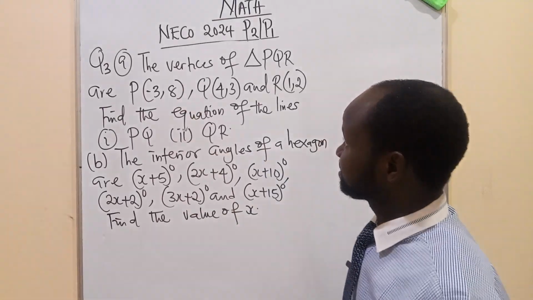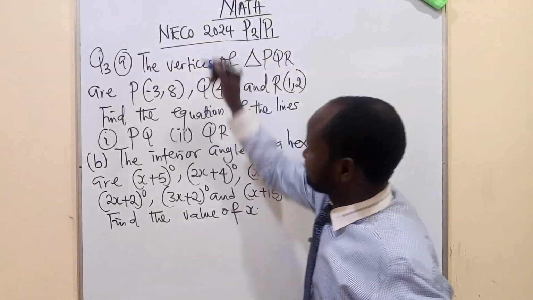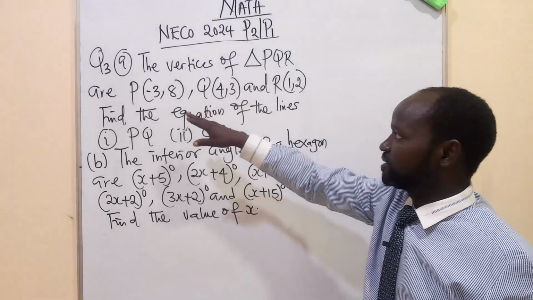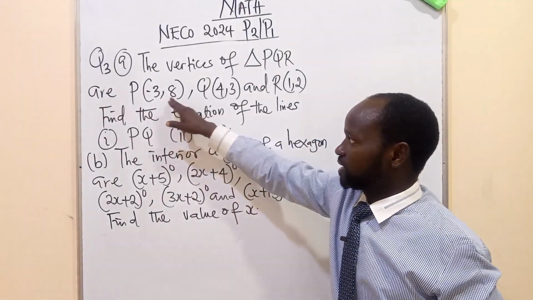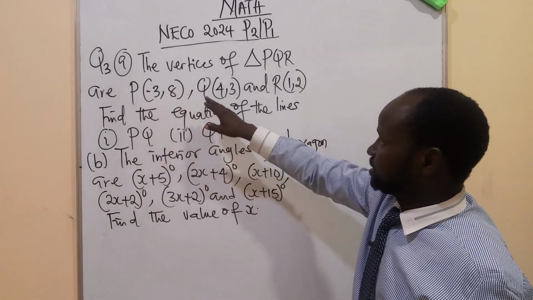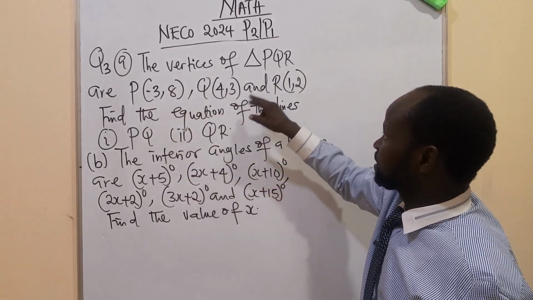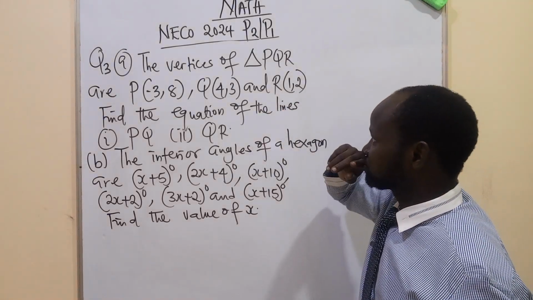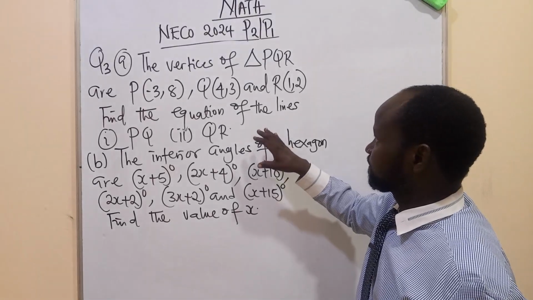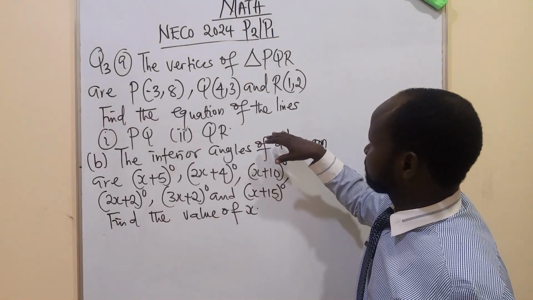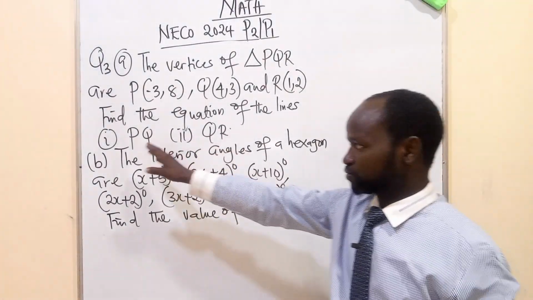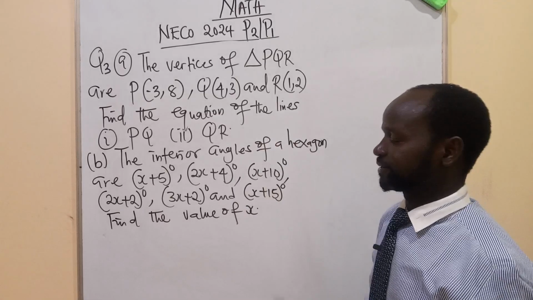Question 3a reads: the vertices of a triangle PQR, this sign means triangle, are P minus 3, 8. That's point P is minus 3, 8. Then point Q is 4, 3 and point R is 1, 2. Vertices means the corners of our triangle. We are asked to find the equation of the lines: Roman numeral 1, PQ; Roman numeral 2, QR.